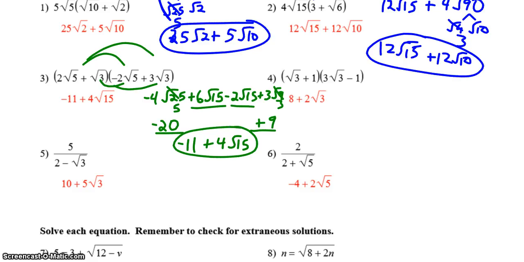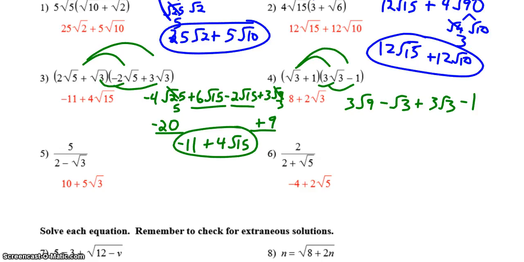Okay? In 4, we are distributing root 3 to both terms and 1 to both terms. So root 3 times 3 root 3 is 3 root 9. And root 3 times negative 1 is negative root 3. 1 times 3 root 3 is 3 root 3. And 1 times negative 1 is negative 1.